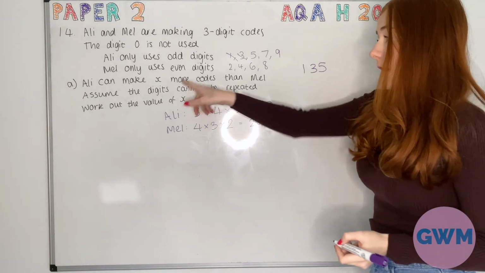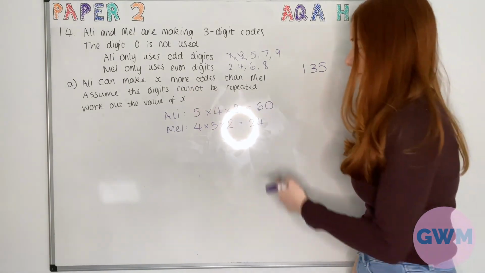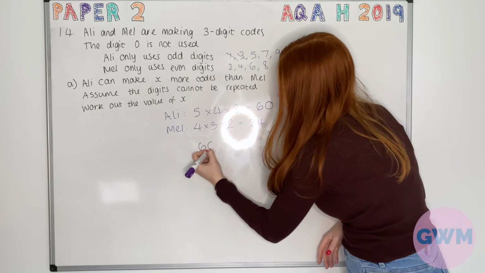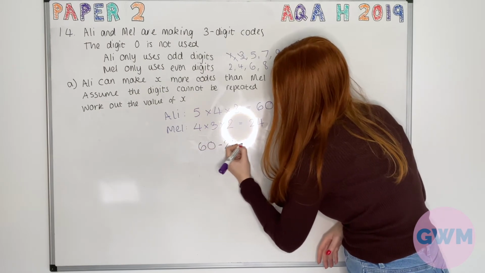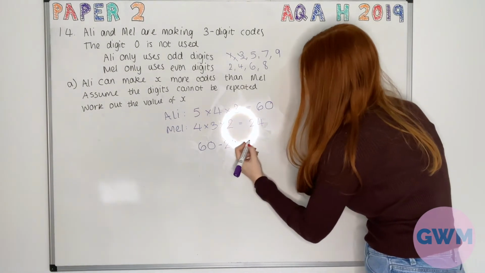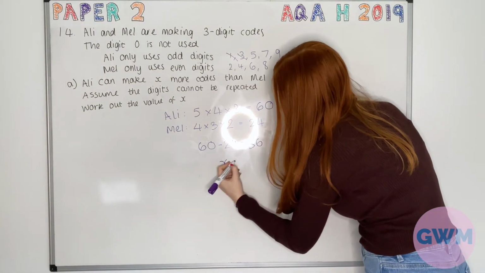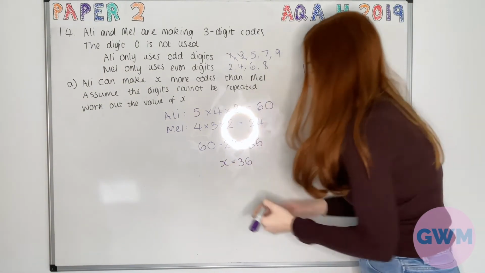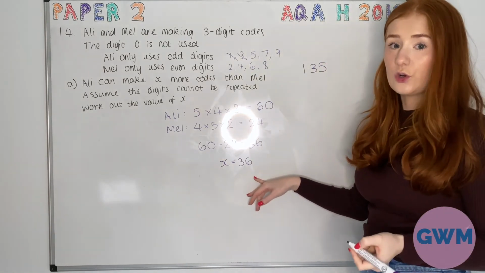Now we want to know how many more Ali can make than Mel. And to do that, it's a simple subtraction of the two numbers. So we want to know the difference between the two. So we want to know 60 minus 24, which is 36. Therefore, X is 36. It means Ali can make 36 more codes than Mel can.